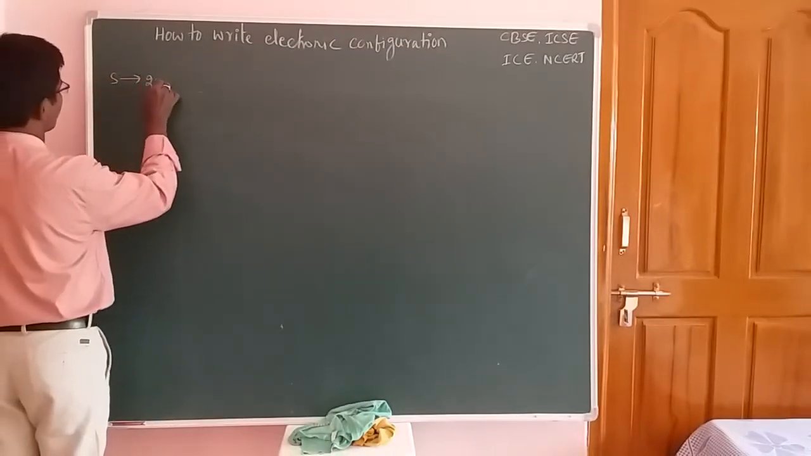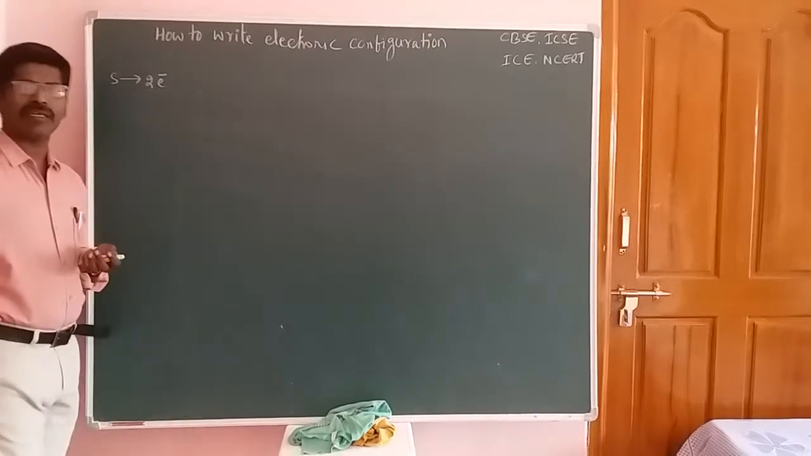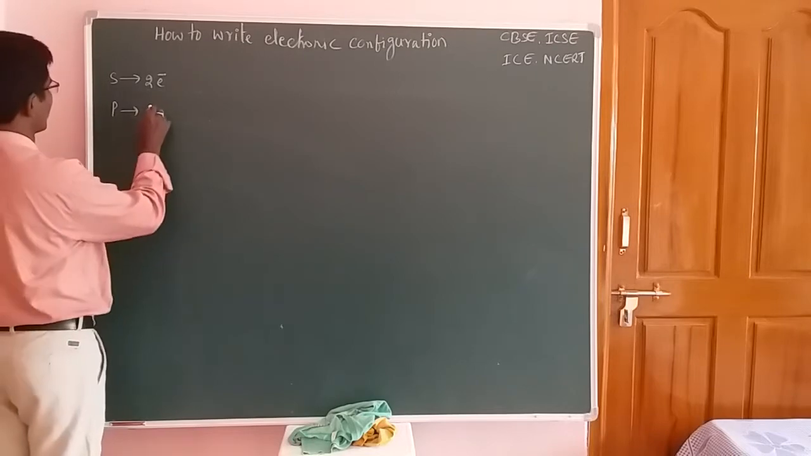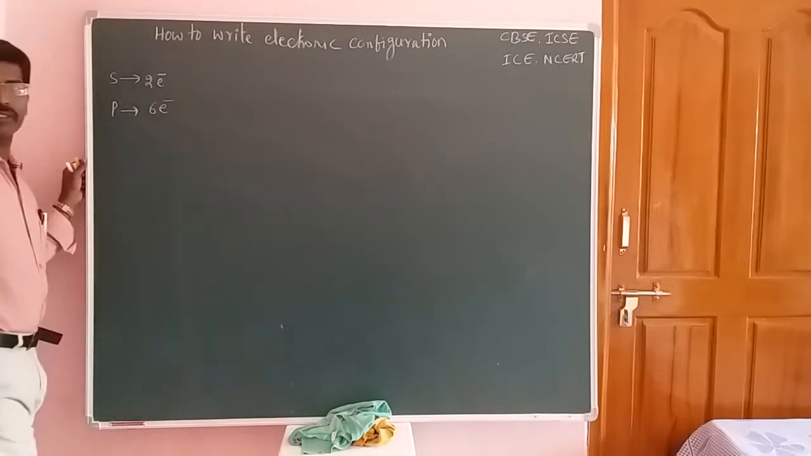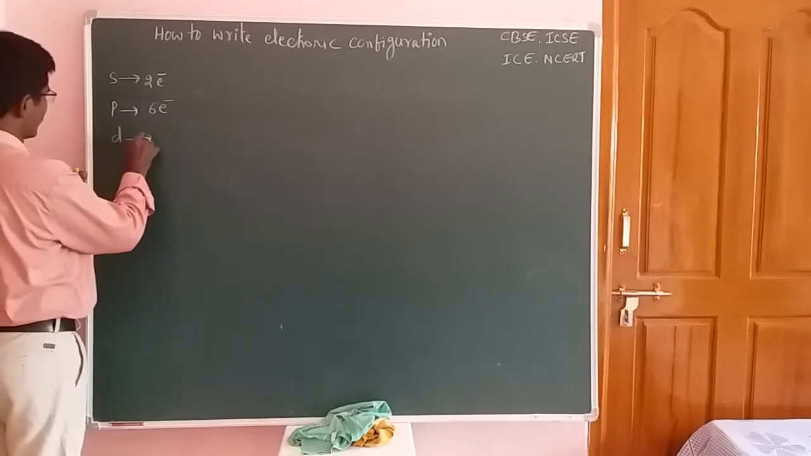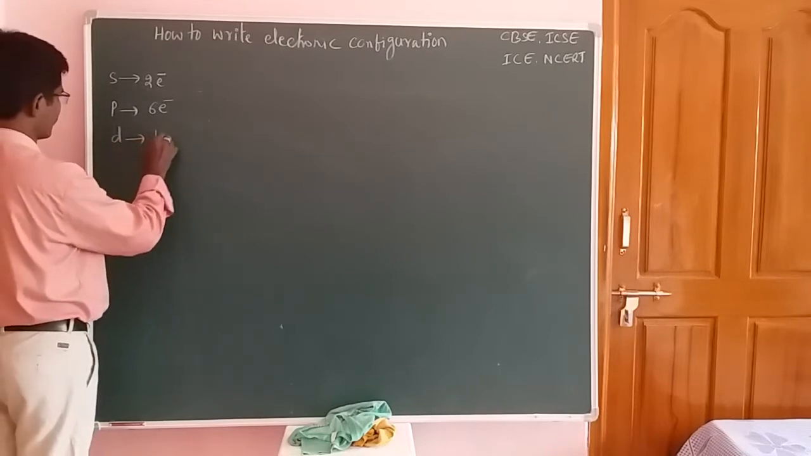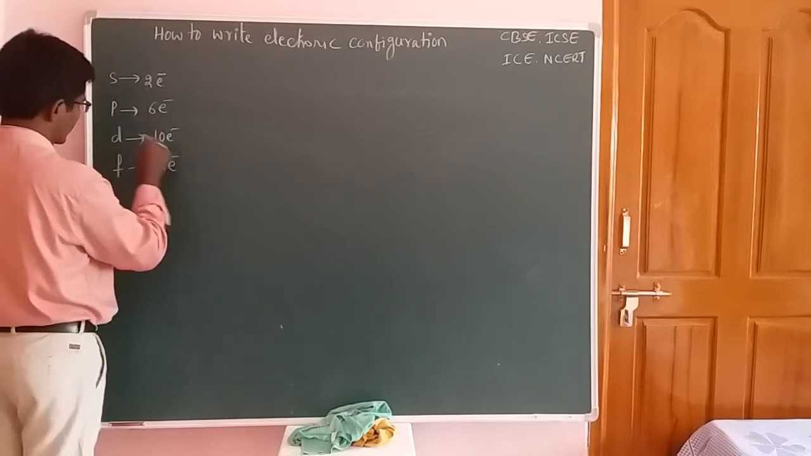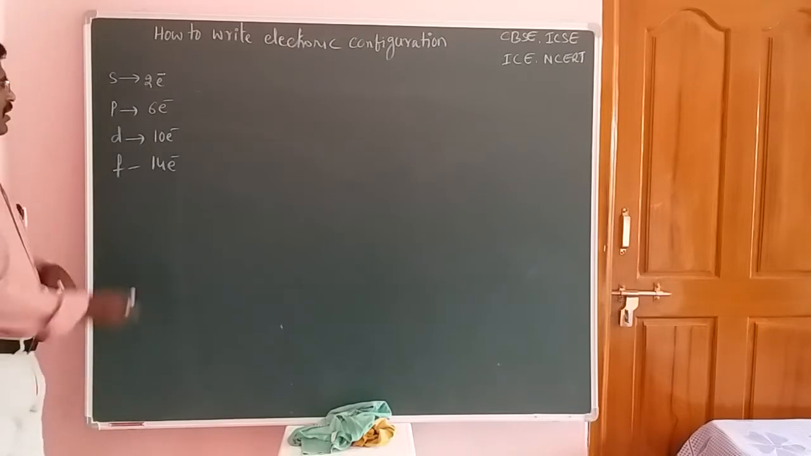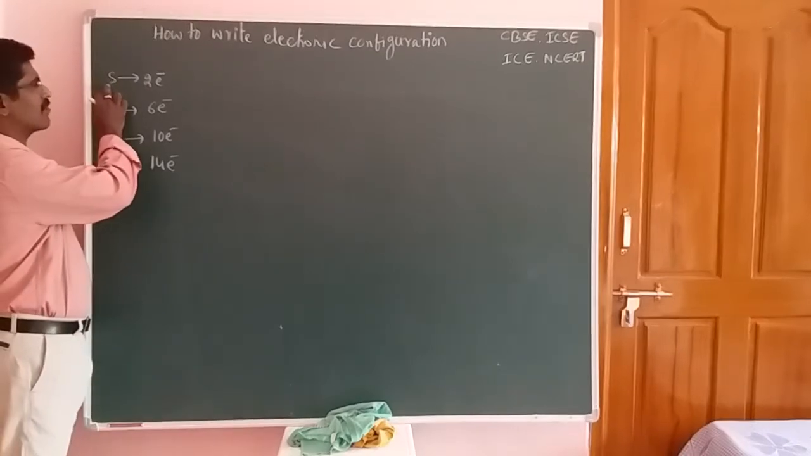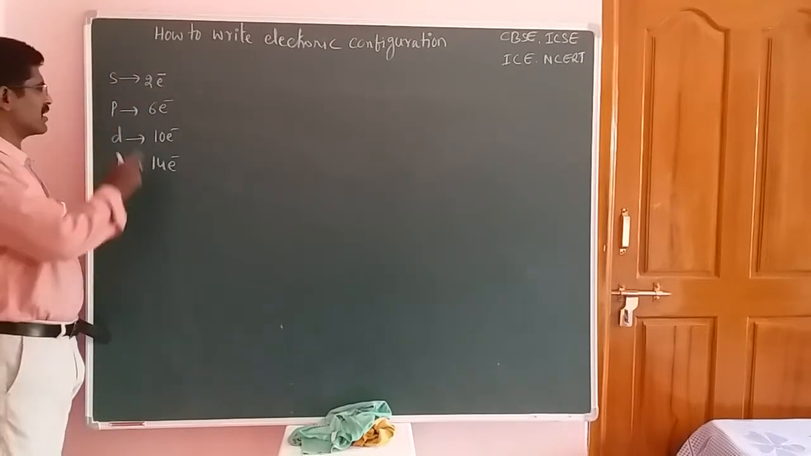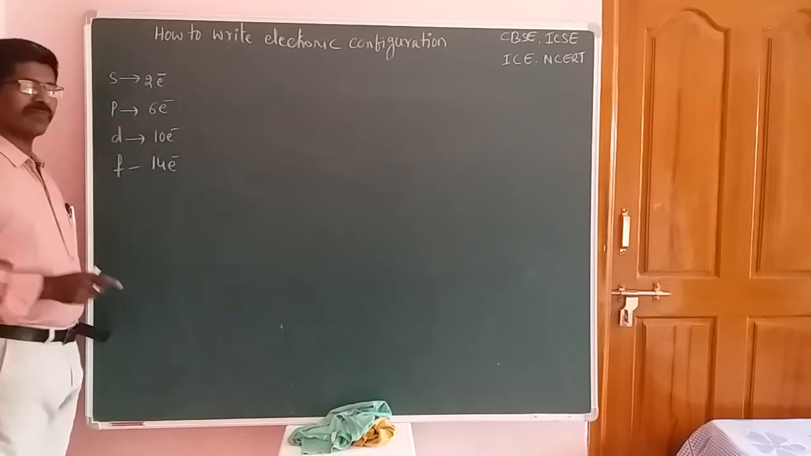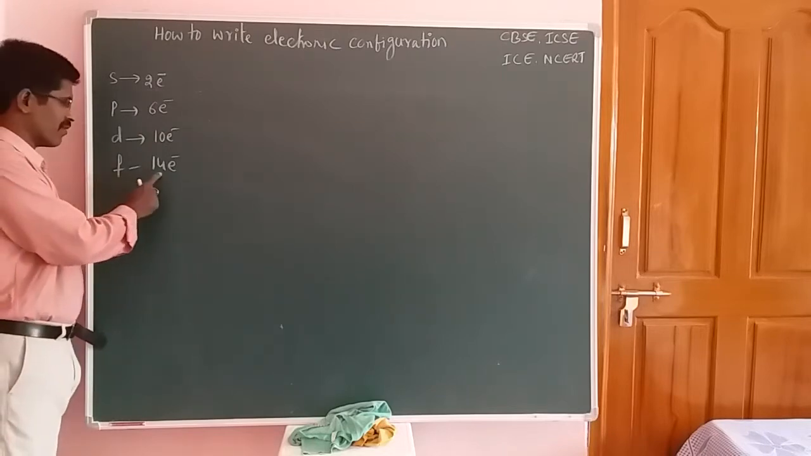The maximum number of electrons accommodated in the S orbital is 2 electrons. In the P orbital, the maximum is 6 electrons. In the d orbital, the maximum is 10 electrons. In the f orbital, 14 electrons are accommodated. That means the maximum capacity of s orbital is 2 electrons, p orbital 6 electrons, d orbital 10 electrons, and f orbital 14 electrons, students.